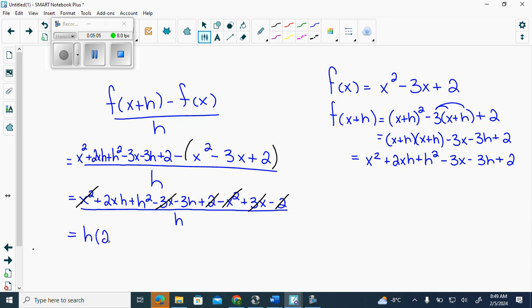We'll be left with 2x plus h minus 3 all over h. The h's cancel. And I'm left with 2x plus h minus 3. And that's a simplified form of that. Okay?